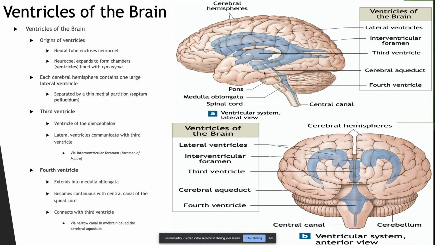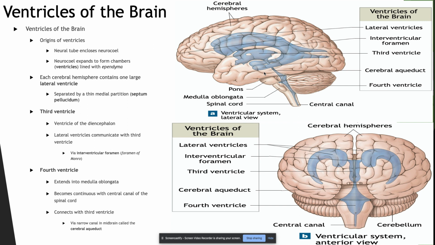So during development, the neurocoele within the cerebral hemispheres, the diencephalon, the metencephalon, and the medulla oblongata expands to form chambers called ventricles, and cells of the ependyma line the ventricles. Each of the cerebral hemispheres contains a large lateral ventricle. The septum pellucidum, which is a thin medial portion, separates the two lateral ventricles. Because there are two lateral ventricles, the ventricle in the diencephalon is called the third ventricle.